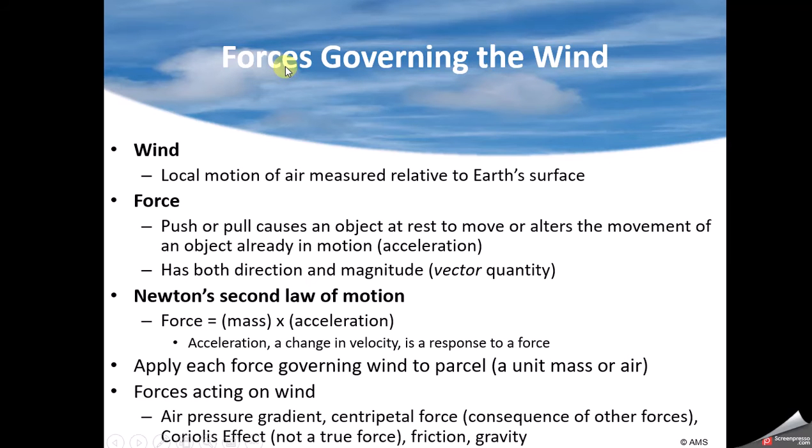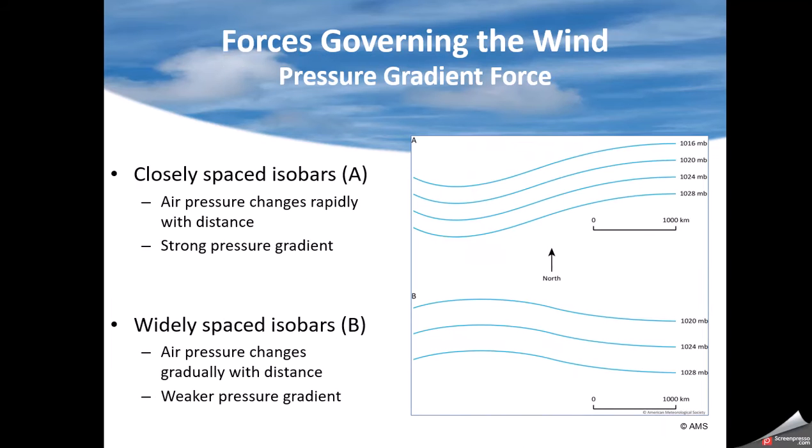So it's basically just the local motion of the air. And we apply Newton's second law of motion, force equals mass times acceleration. So if there's an acceleration of an object, it's going to create a force. And guess what? Wind is actually a force too, because you think about the damage it can do with buildings and stuff if it's strong. But there are forces that work to make wind. There's air pressure gradients. There's centripetal forces. There's Coriolis effect, friction, gravity. All of those work together to create the wind we see.